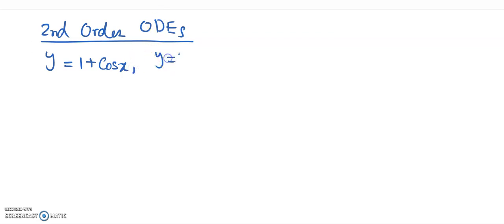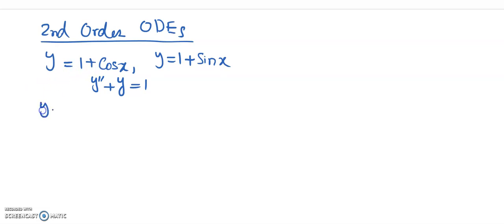and y is equal to 1 plus sine of x. And the differential equation is y double prime plus y is equal to 1. So first we can verify this equation.